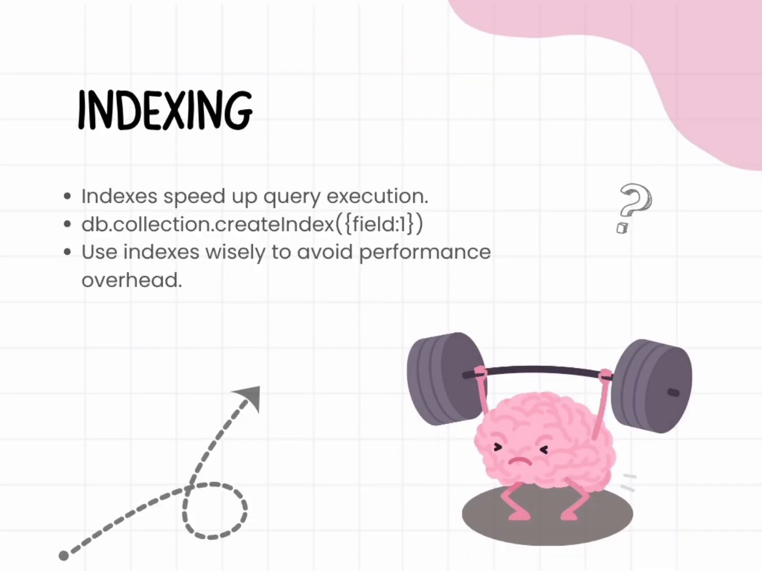Now, as we move forward with indexing, indexes are like shortcuts for faster searching. Without indexes, MongoDB scans every document, which can be very slow. So, we can create one using db.collection.createIndex and then field set to 1. But it's important to use them wisely, as too many indexes can slow down writes and consume more memory.